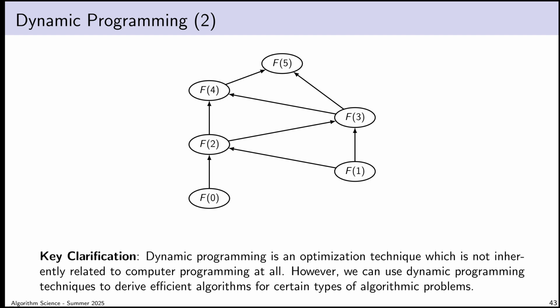In an algorithms course like this one, we use dynamic programming to create algorithms because we are obsessed with algorithms. But there are tons of other applications of dynamic programming that have nothing to do with developing algorithms. It's true that we often use computational assistance for all sorts of optimization problems, but that doesn't mean the optimization problem itself is inherently computational. So we are going to use dynamic programming techniques, not all of them, because dynamic programming is a bit of an expansive thing. We're going to use dynamic programming techniques to derive efficient algorithms for certain types of algorithmic problems.